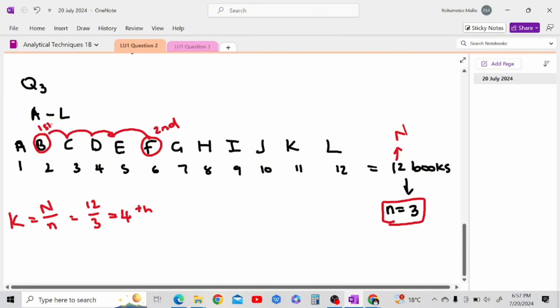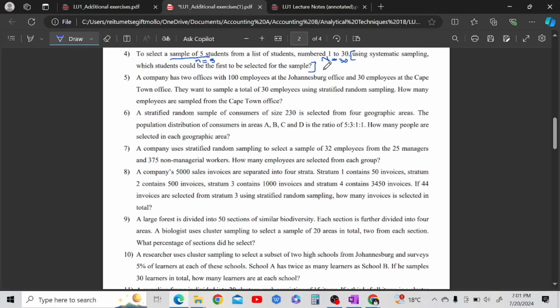What is the question asking? The question is saying, using systematic sampling, which student could be the first to be selected for the sample? I remember I explained to you guys which starting point we could have if we have K. I'm not sure if I'm saying this correctly because English can sometimes dribble me. I told you that I don't want to give you the answer, but I'm going to give you an opportunity to try, and then I will help you with the corrections. So who wants to try?